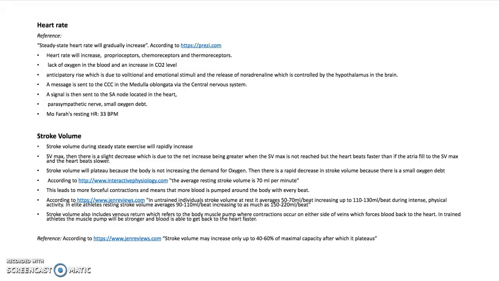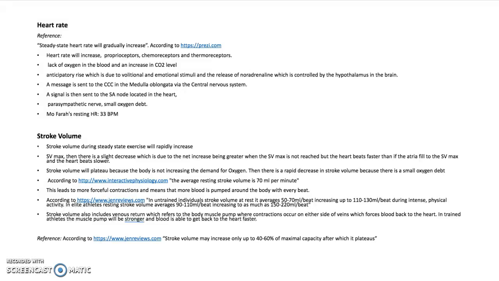Heart rate. Heart rate will increase because an increase in movement is detected by proprioceptors. As well as this, there will be a lack of oxygen in the blood and an increase in CO2 level and lactate levels, which is detected by the chemoreceptors.